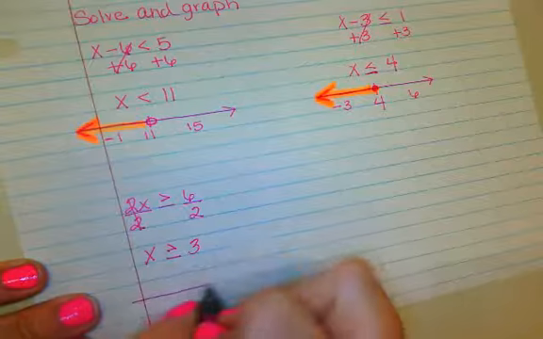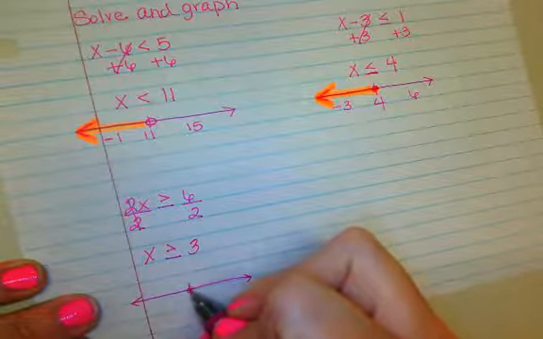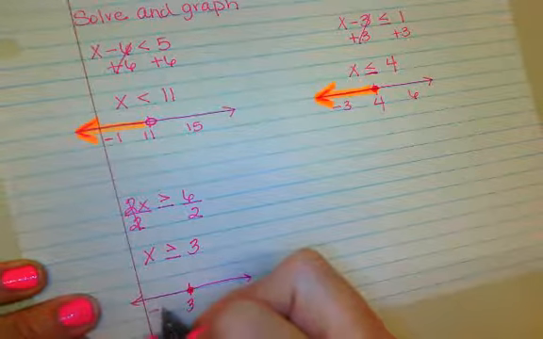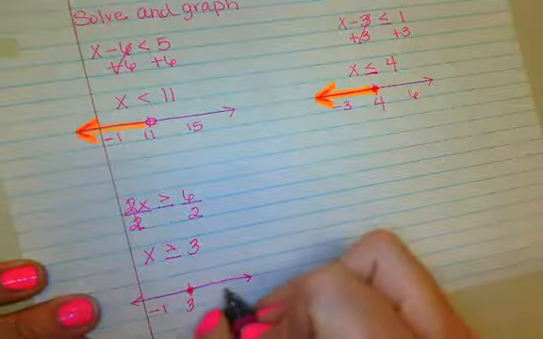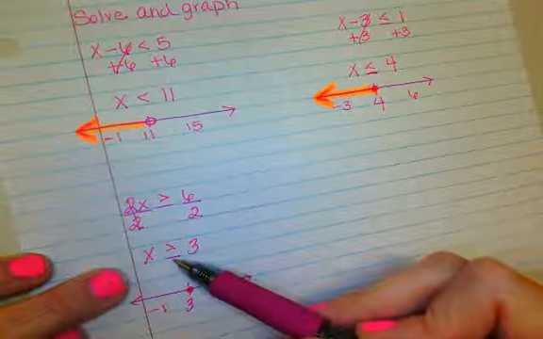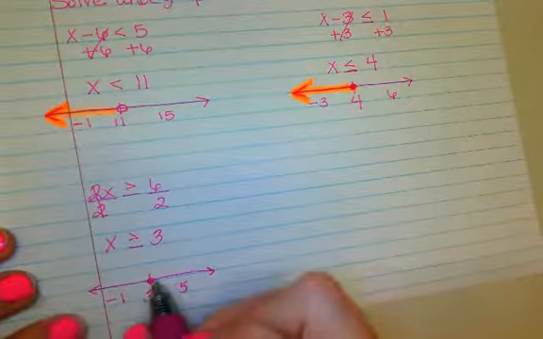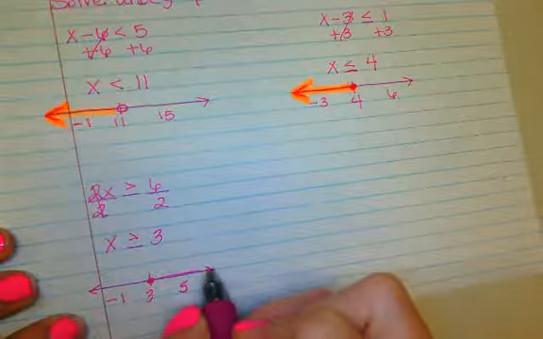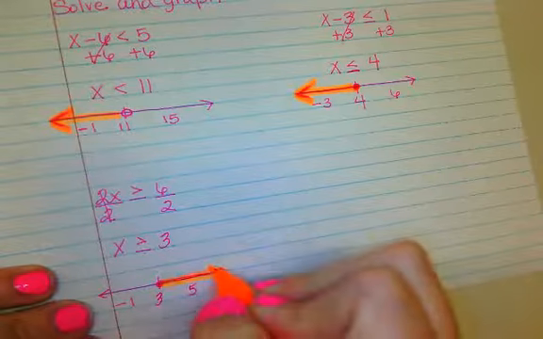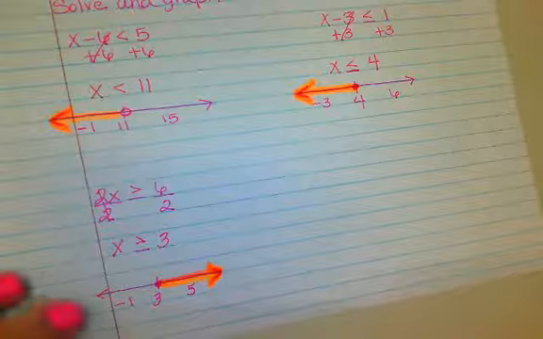So, draw our line. We know this, we're going to have a closed dot. Okay. A number less than 3 is negative 1. A number more than 3 is 5. So if I read this again, x is greater than or equal to 3. Well, which one's greater than 3? That is correct, the 5. So our arrow would go that way. So here we go. Perfect.